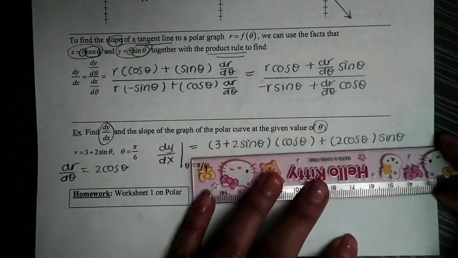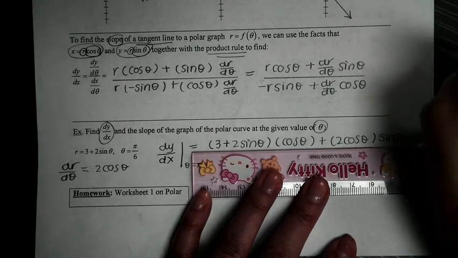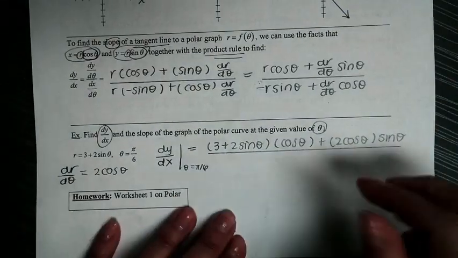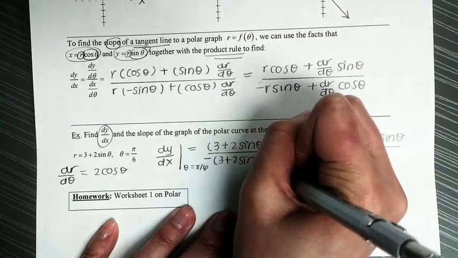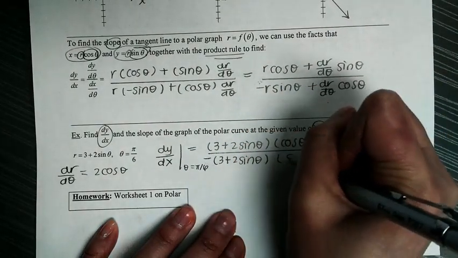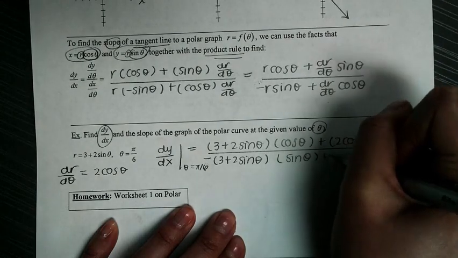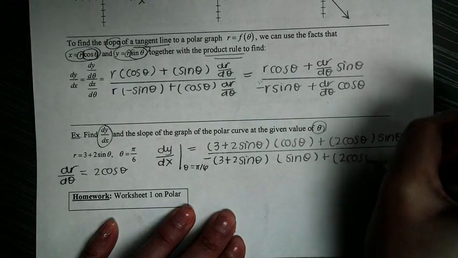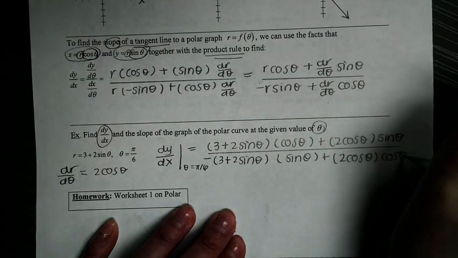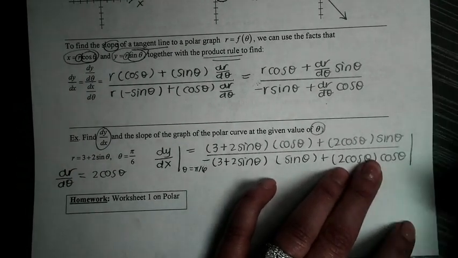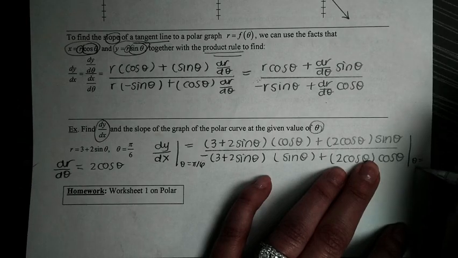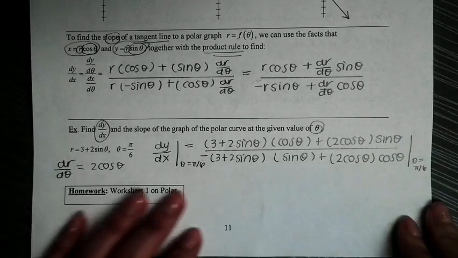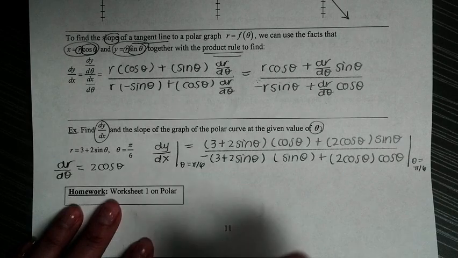So we are in the numerator. Now, what's the business with the denominator? The denominator, you start with a negative, then the r, 3 plus 2 sine theta, which is your r. Then you have the sine theta here. Then you have a plus, then you have a 2 cosine theta, and then you have a cosine theta there. But that's not it. We need to indicate to the reader that we're going to evaluate when theta is equal to pi over 6. So you have this equation. Everybody with me?